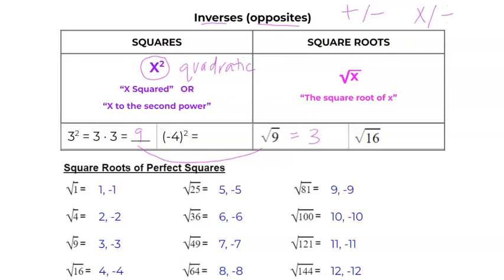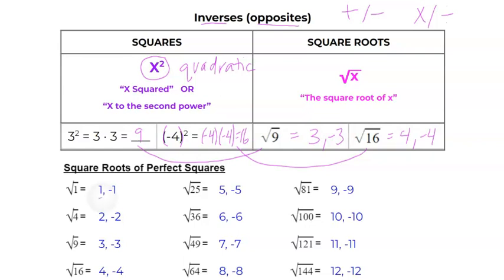But we also have what's called the negative power. So negative 4 squared. When it's in parentheses like that, that means negative 4 times negative 4, which equals 16. So then the square root of 16 is not only 4, but also negative 4. So every square root has 2 values that can be the square of it.